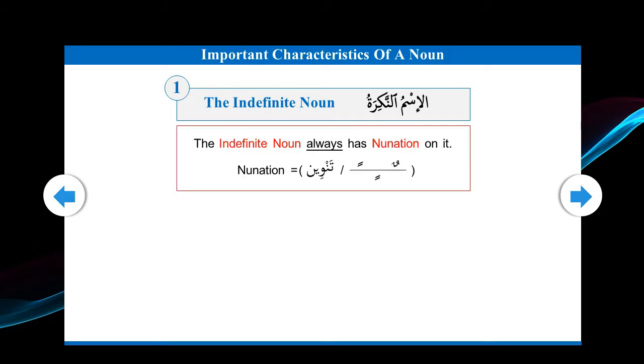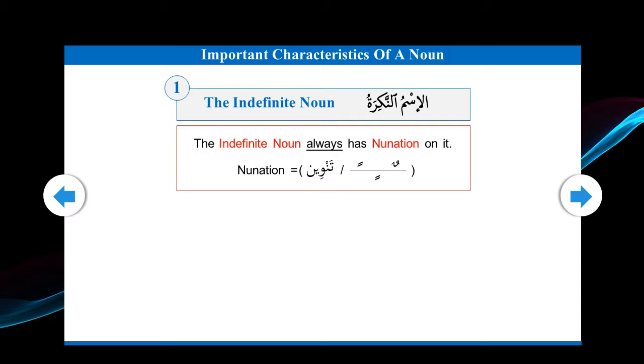The indefinite noun always has nonation on it. Nonation is tanween in Arabic. It can be Dhamma tanween, Kasra tanween, or Fatha tanween. Each noun can be written in the three forms depending on its position in a sentence.